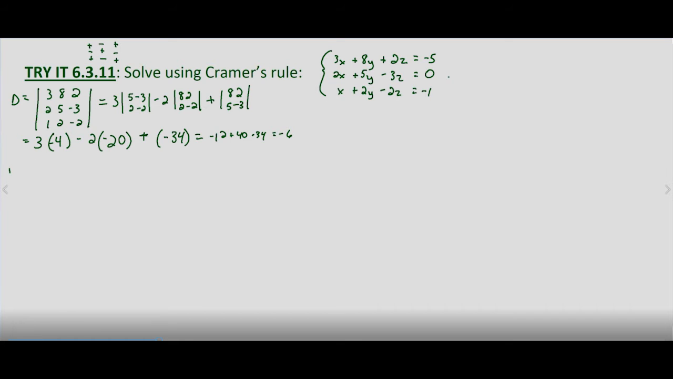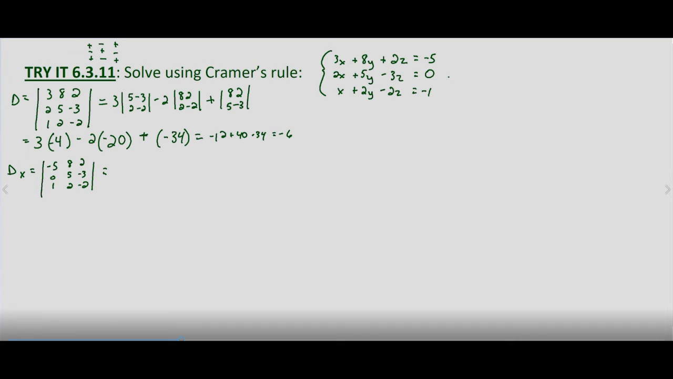So now we're going to look at d sub x. And that's where we replace the x coefficients in our determinant with the constants. So our first column becomes negative 5, 0, 1. And everything else is still the same. 8, 5, 2, 2, negative 3, negative 2.